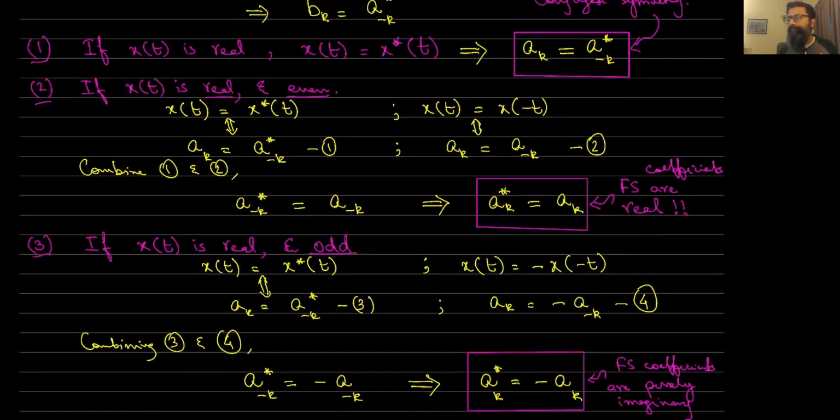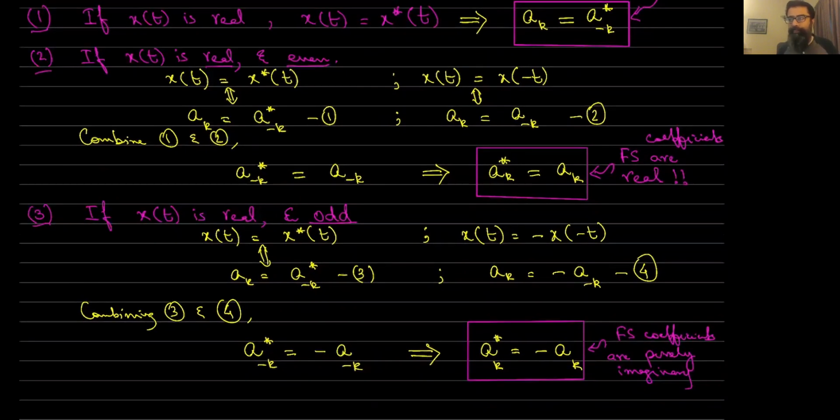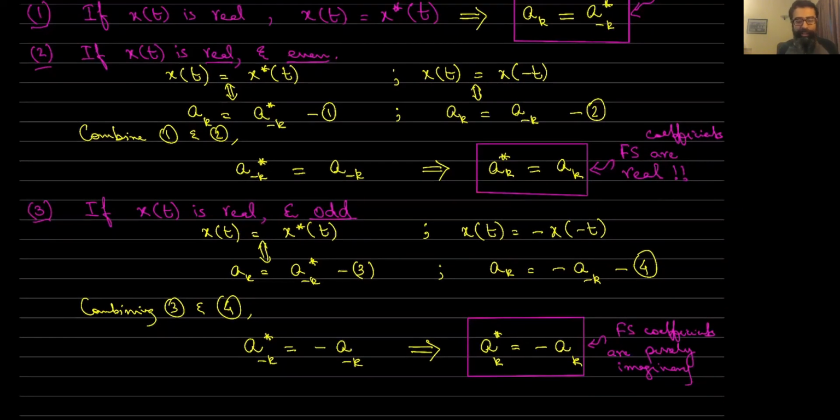Okay, Hassan, let me just quickly wrap up and I'll take your question. If x of t is real and odd, you go through the proof and you'll find that a k conjugate equals a of minus k. That means the Fourier series coefficients are purely imaginary.